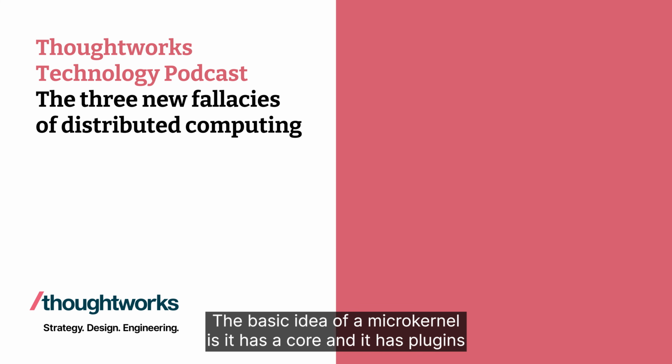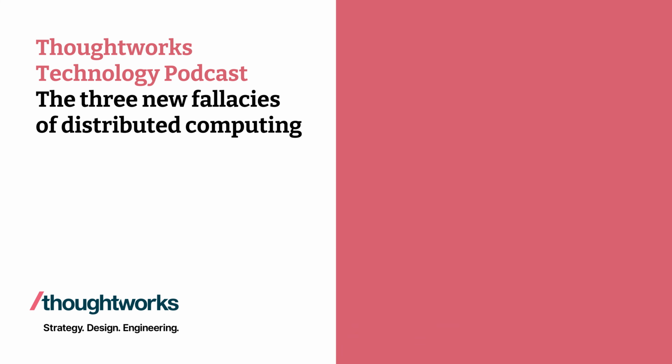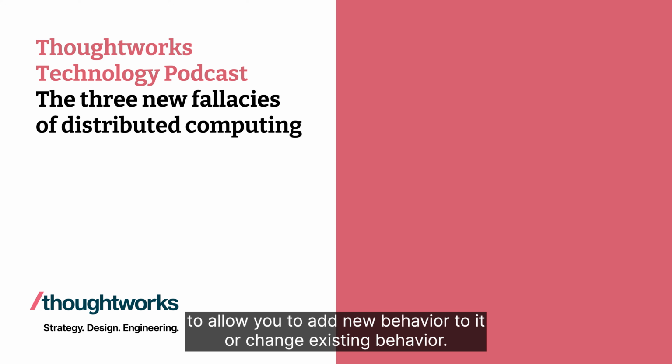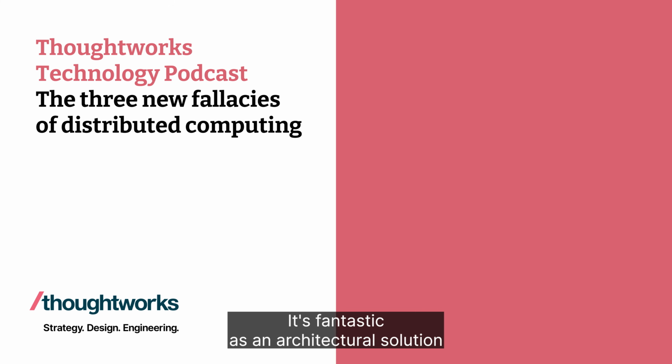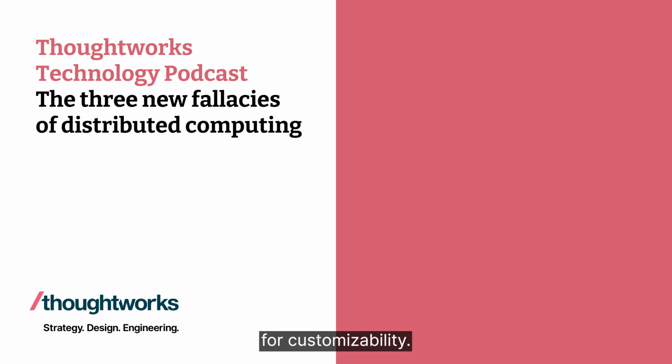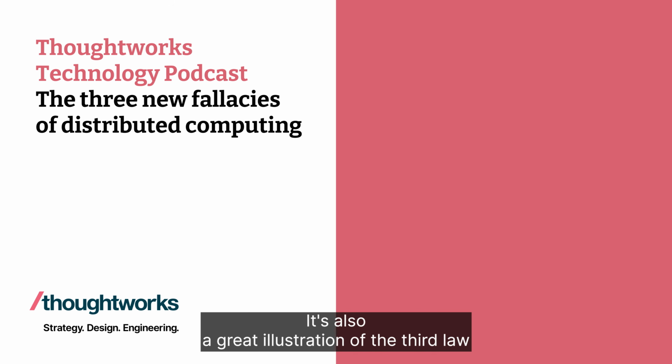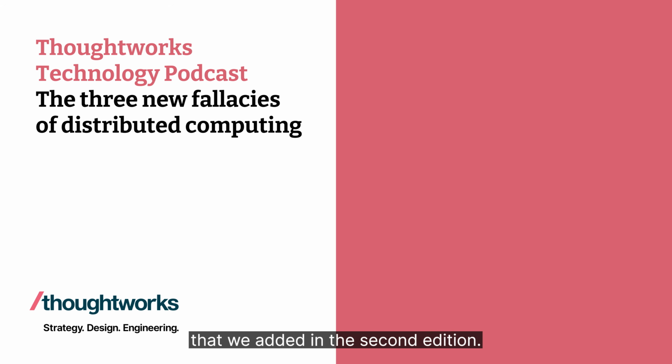The basic idea of a microkernel is it has a core and it has plugins to allow you to add new behavior to it or change existing behavior. But it's fantastic as an architectural solution for customizability. And it's also a great illustration of the third law that we added in the second edition.